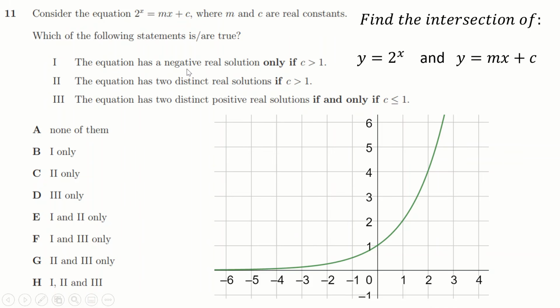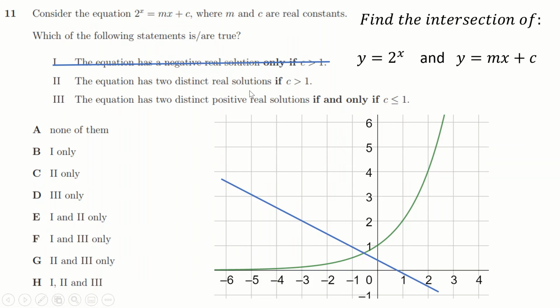So the equation has a negative real solution only if c is greater than 1. So if c is greater than 1, the y-intercept is up here somewhere, and there's a negative real solution, right? So that's good. But the question is saying only if. So can I find some c less than 1 where I get a negative solution? And I can, I think, right? There. Now there's an example where c is less than 1, and I have a negative solution. The solution is over here. So this is not okay.